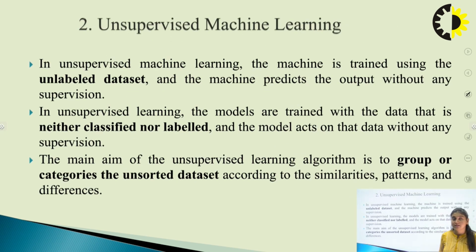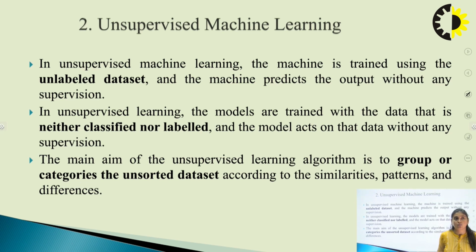Then the next slide is about unsupervised machine learning. This is the second category of machine learning, unsupervised. In unsupervised learning, we use unlabeled data. Means we have input only, we don't have the corresponding output for that particular input. We train the model with this unlabeled data, and then the machine predicts the output without any supervision. So there is no supervision, as the heading itself explains.